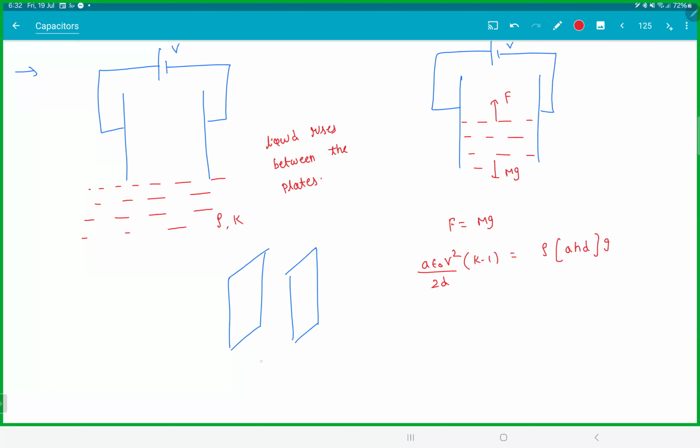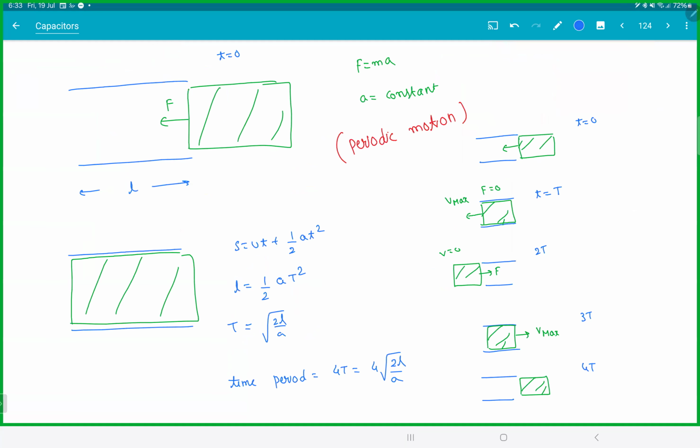This is how it would look. This would be d, this would be a, and this would be h. You get a cuboid. So that is mg. Done. So all this will give you the value of h. Clear? That would be a straightforward question. Now you can frame questions based on the force part. If you introduce a dielectric slab, you'll get the force. If you get the force, you'll get the acceleration. So this is what you can do.